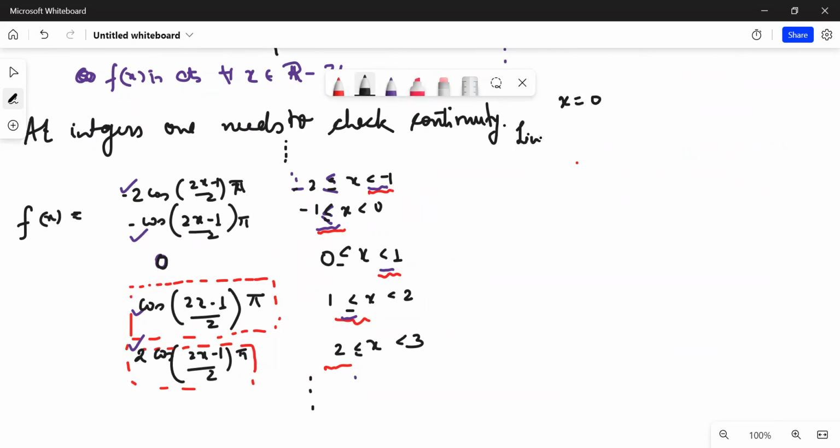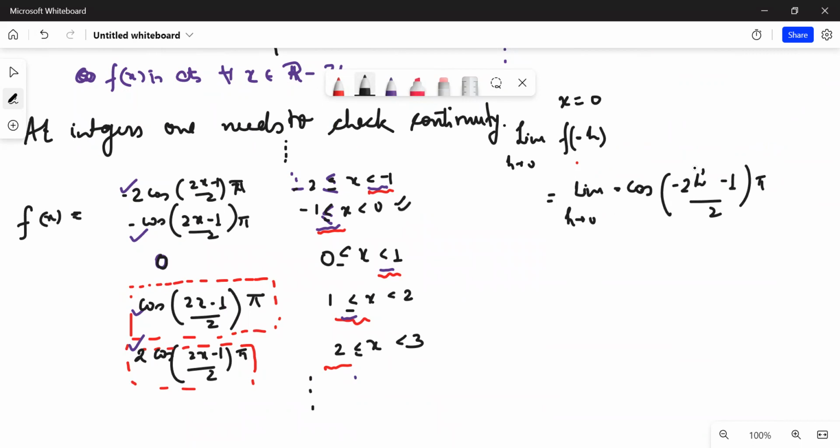कैसे चेक करें? लिमिट h टेंड्स टू 0 f ऑफ माइनस h, लेफ्ट हैंड लिमिट. सो देखो 0 माइनस h पे कौन सी डेफिनेशन पे चले जाओगे, ये डेफिनेशन दिख रही है. So I will simply write limit h tends to 0 of cos of (-2h minus 1) divided by 2 pi. h tends to 0 पे 0 हो जाएगा. This will be cos of pi by 2, right? What is cos of pi by 2? 0.